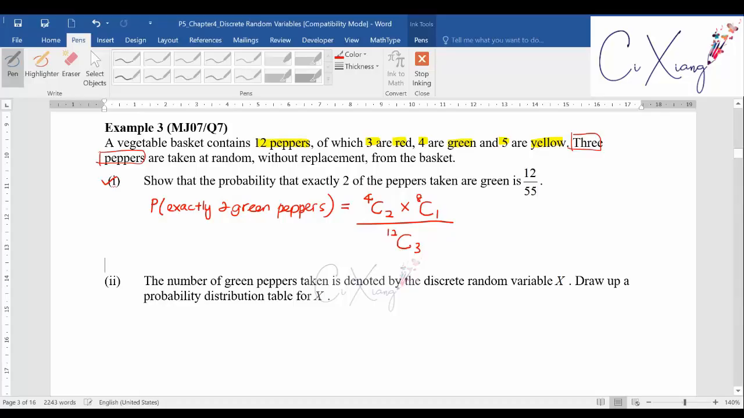Alright, so this is the combination method that we learned previously in chapter 2 and 3. So you have to apply all those concepts. That's why you have to be very familiar with chapter 3. If not, you face a very big problem here. So when you press 4C2 times 8C1 divided by 12C3 on the calculator, you should be able to get the answer 12 over 55.